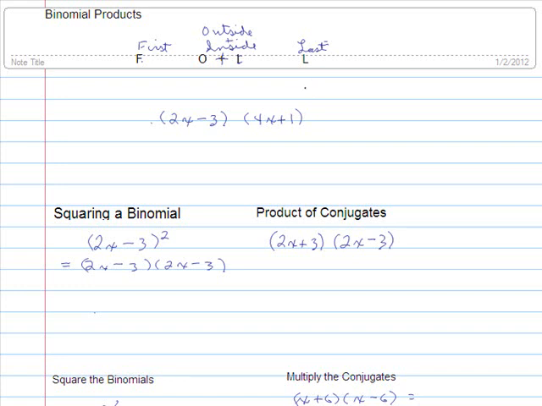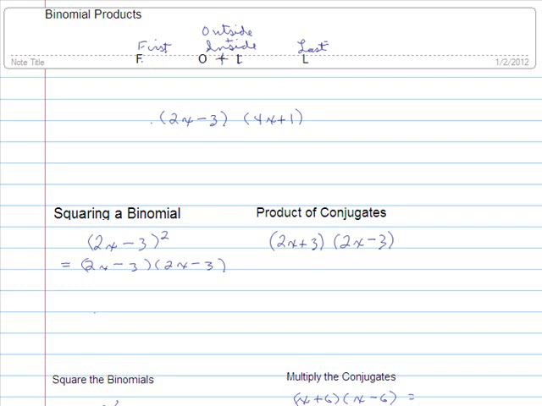The first thing I wanted to do is talk to you about binomial products. Products means multiplying. A binomial is a two-term expression. So if you look at this first expression, 2x minus 3, terms are separated by plus or minus signs, so there's a minus separating that into two terms, which is why it's called a binomial. And we multiply these together by a technique called the FOIL, F-O-I-L, FOIL.